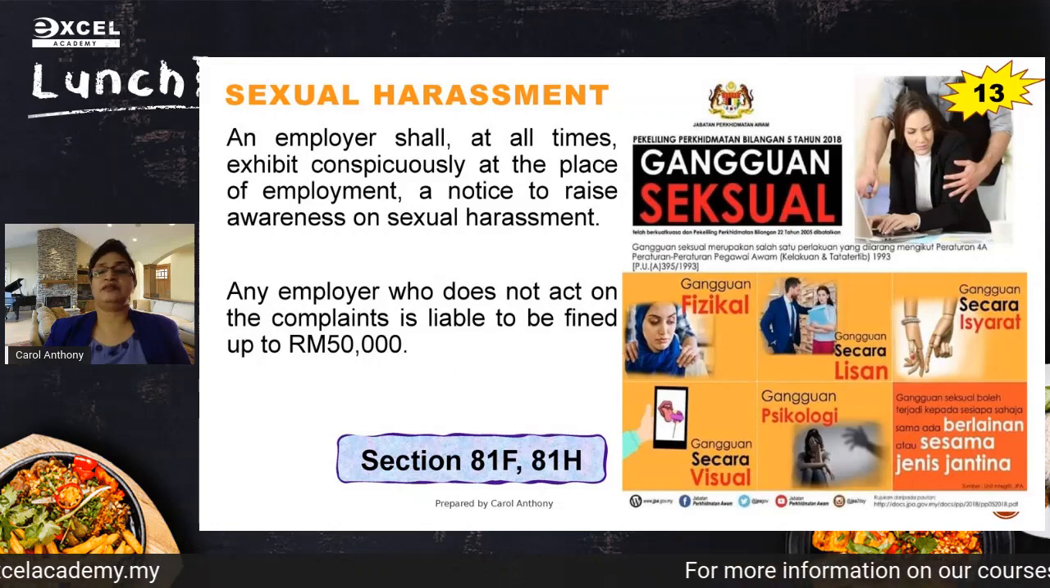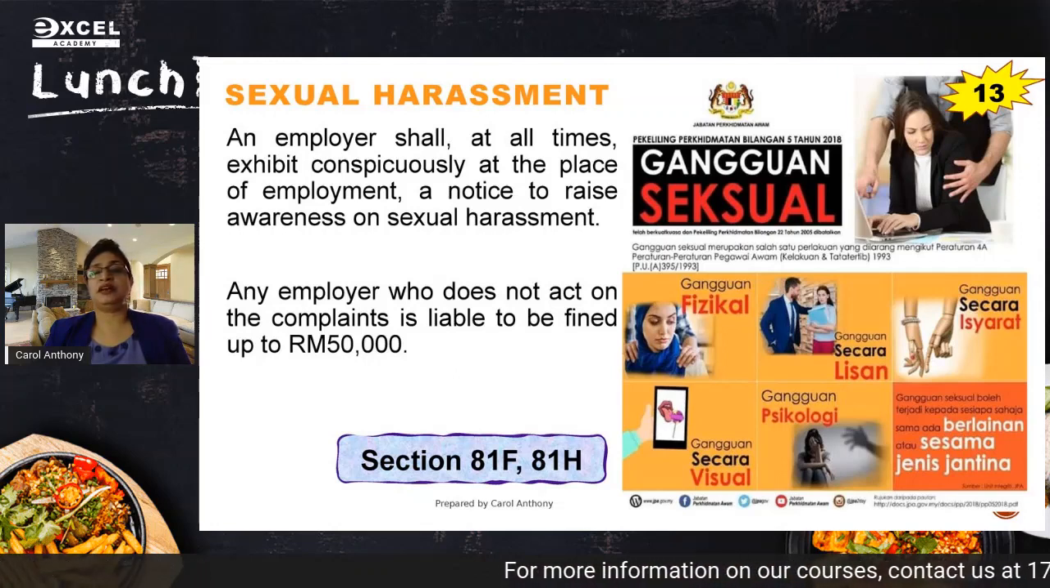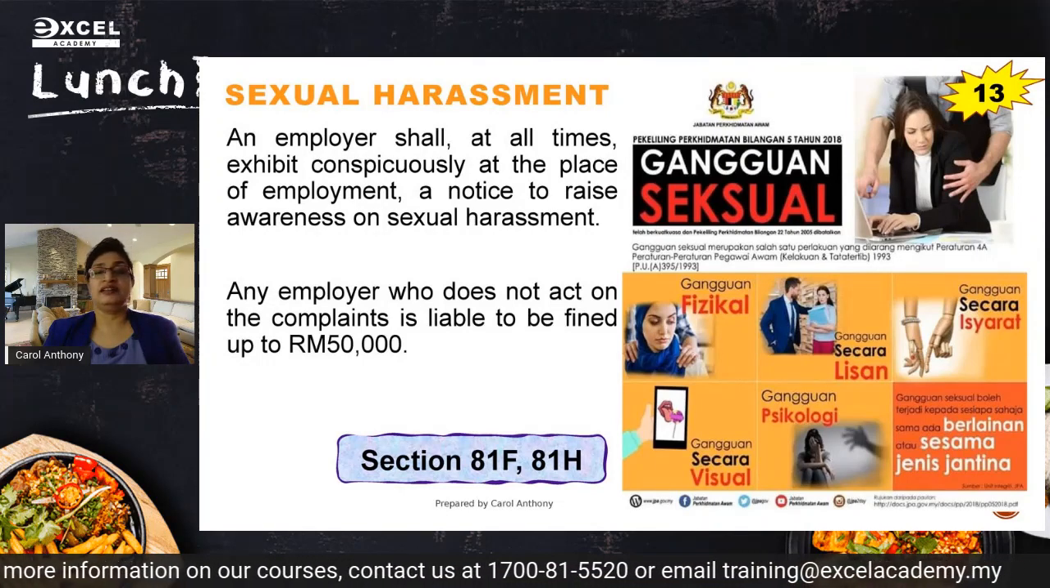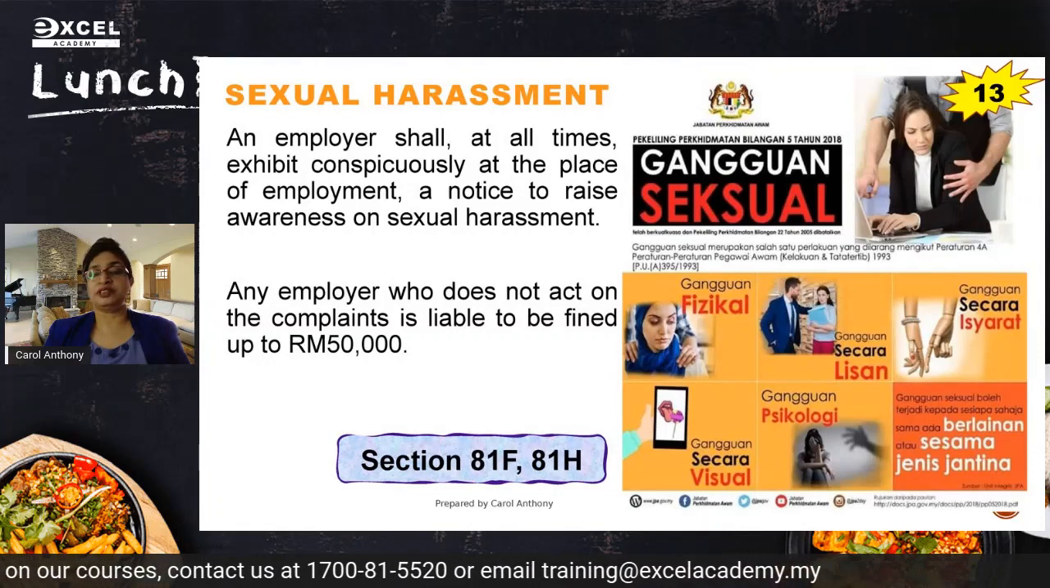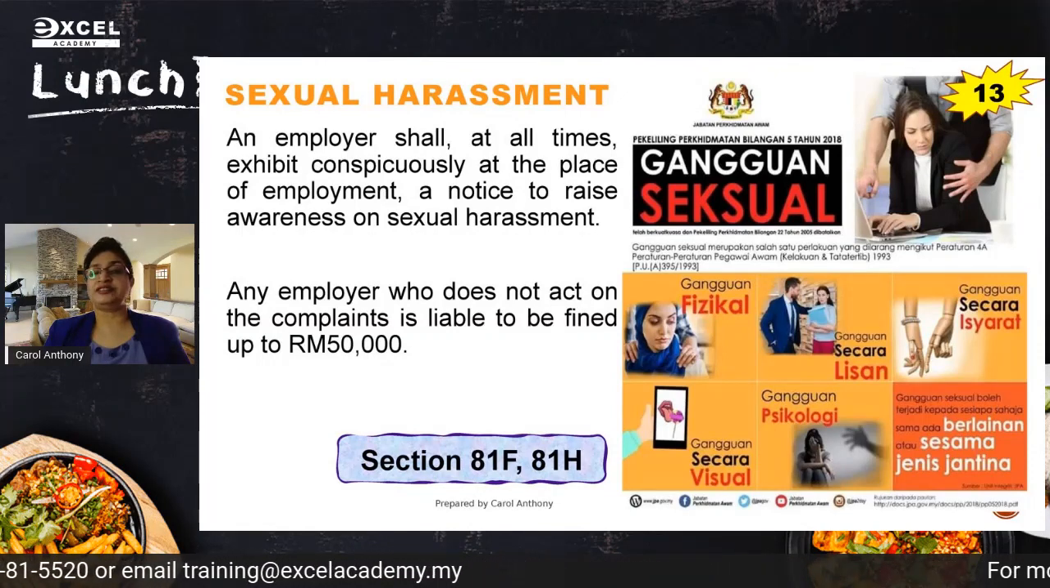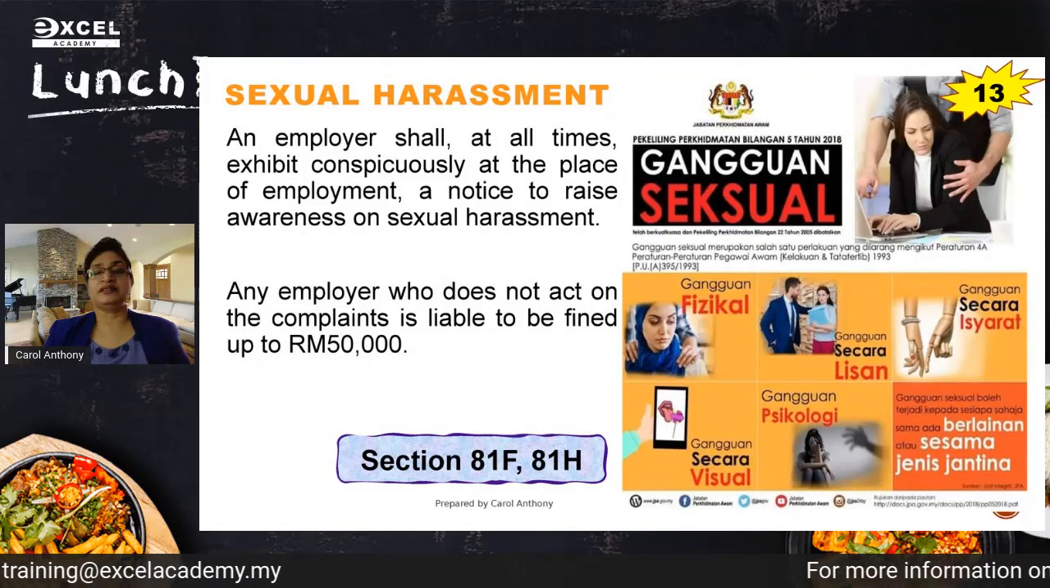If not, some may not be sure what is harassment, what is sexual harassment. They may think it's normal, all right? That is why it's good to have this poster. Then when they come and complain, they can indicate what actually happened, which one happened, all right?